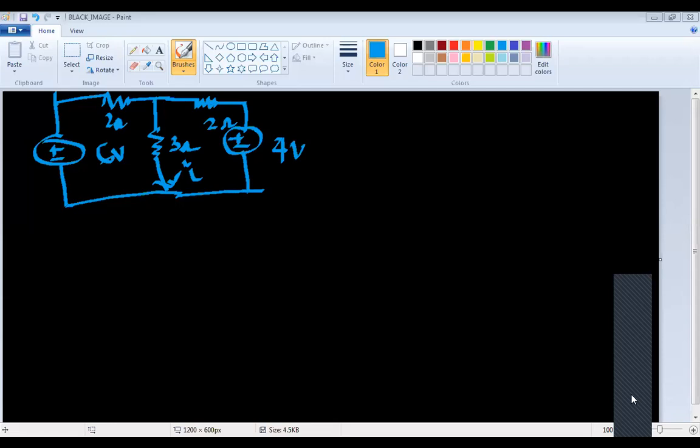What is the effect on this particular current? Then we'll deactivate the 6 volt source. The 4 volt source will be activated, and then we'll see the response of this particular current. The overall response will be the summation of the responses of the individual sources. So this, in a simple way, is the definition of the superposition theorem. Now I will explain how to solve this particular circuit with the help of the superposition theorem.